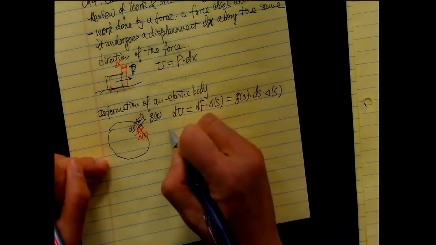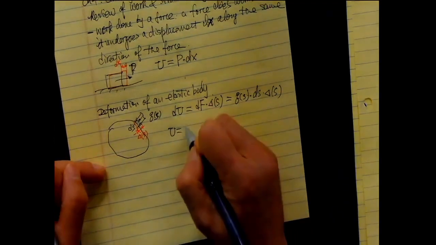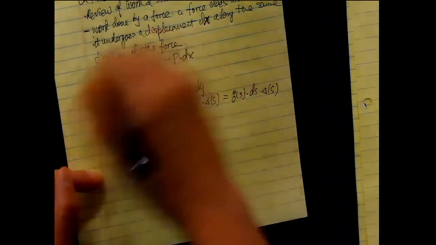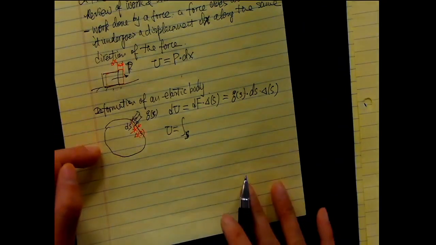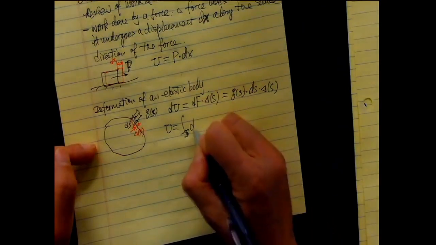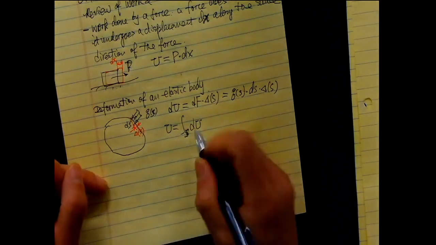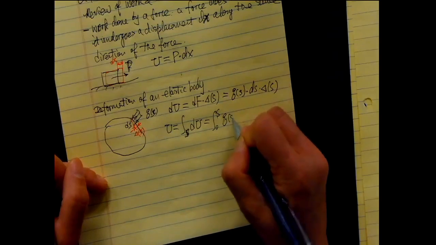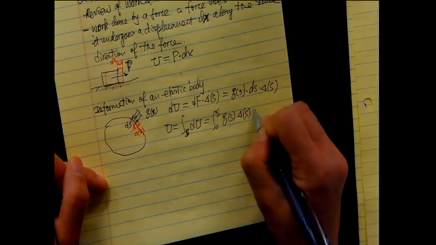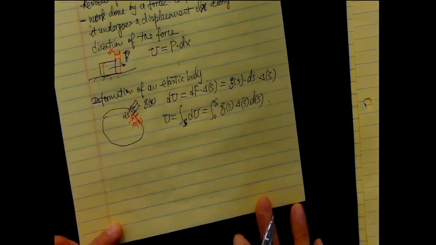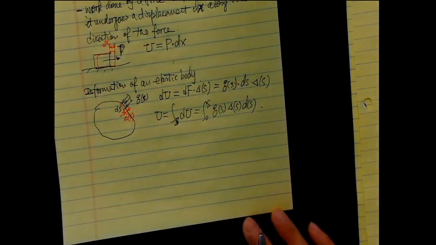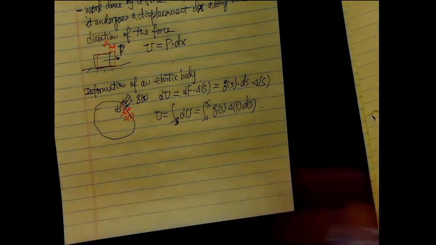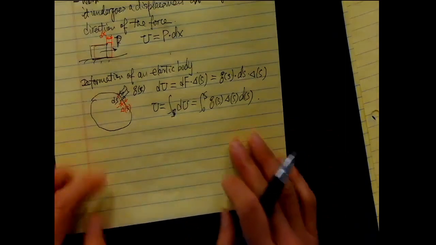And of course, the total work done on the body depends on things, and it should be integrated along the surface of the elastic body. So that's basically the explanation of the work by a force on an elastic body, an arbitrary elastic body.